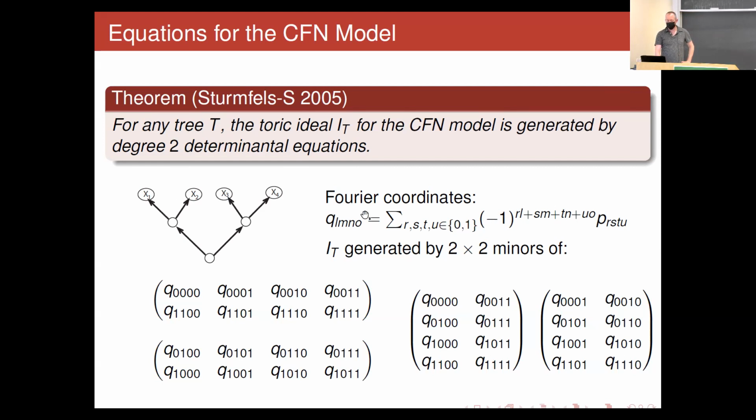Here's what the Fourier transform looks like. Maybe you're scared of Fourier analysis, but in the discrete case, it's just a linear change of coordinates, okay? All the coefficients are 1s and -1s. The new coordinates are called the Q's, that's what we call them, the phase space coordinates. And then for this four-leaf tree, for this Cavender-Farris-Neyman model, it turns out that the generating set is just all 2x2 minors of these four matrices. Okay, so they have a very, very simple structure in those coordinates.